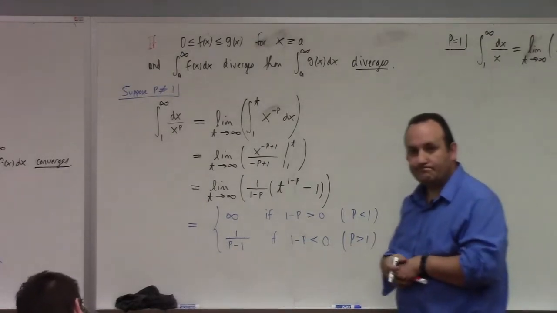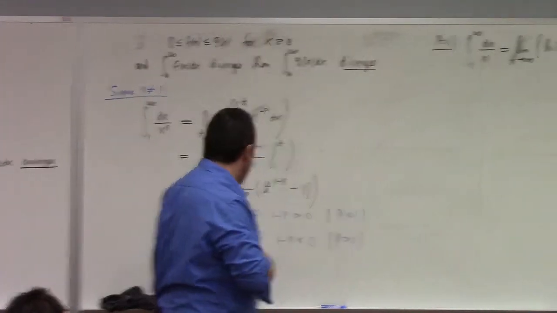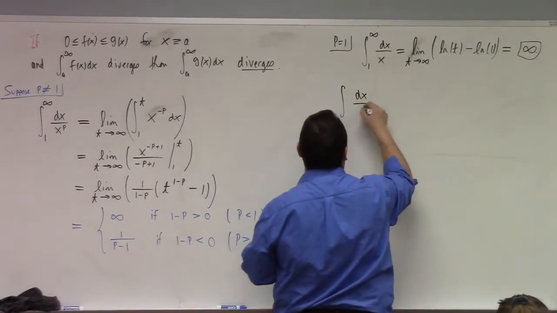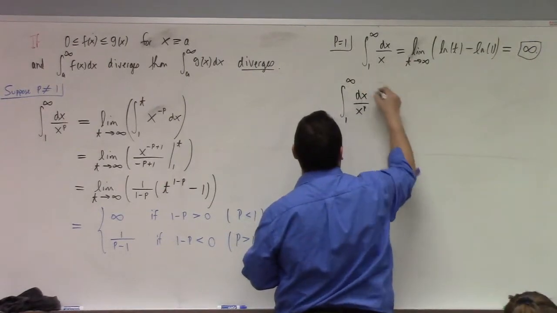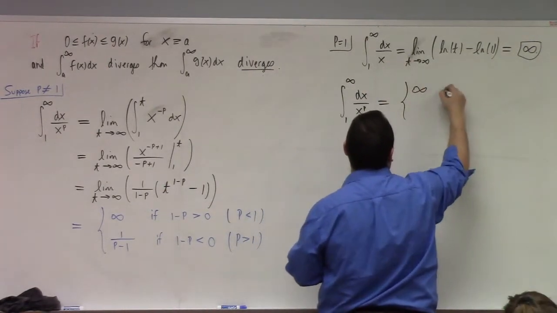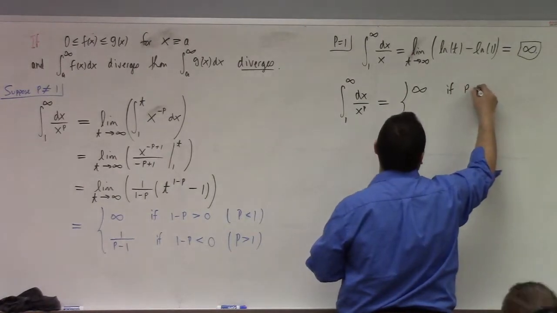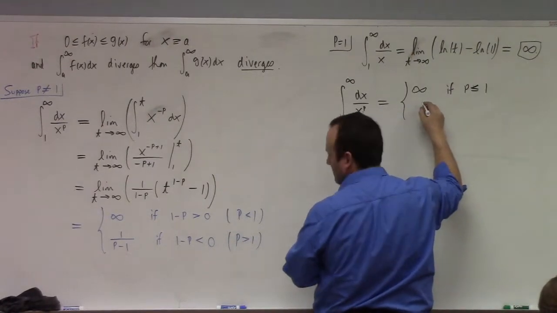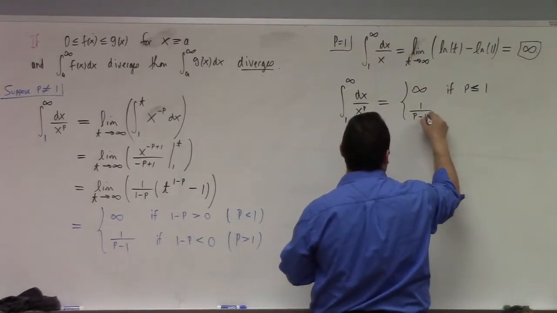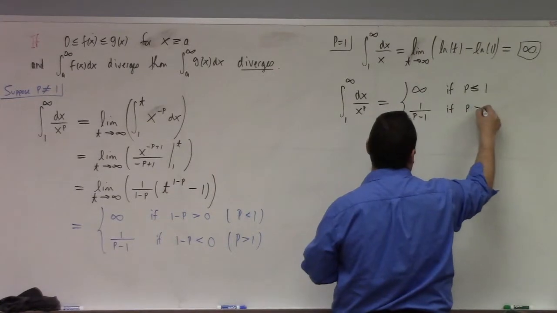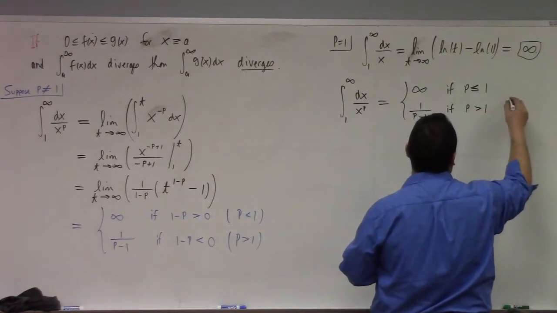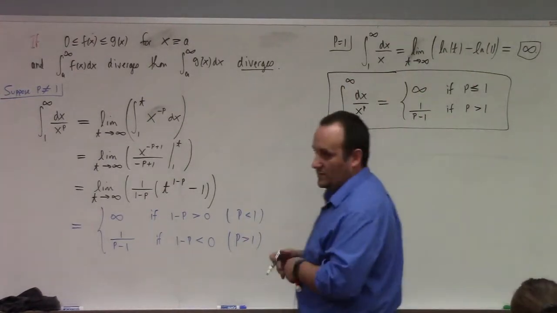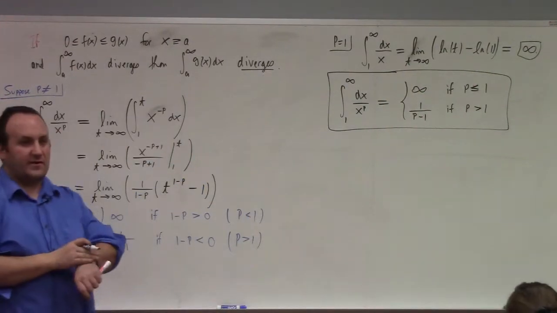It blows up. All right. So in other words, we have the following result. The integral of dx over x to the p from 1 to infinity equals infinity if p is less than or equal to 1, and it converges to 1 over p minus 1 if p is greater than 1. So this is a very nice result to know because we can use this to compare to other integrals, all right?